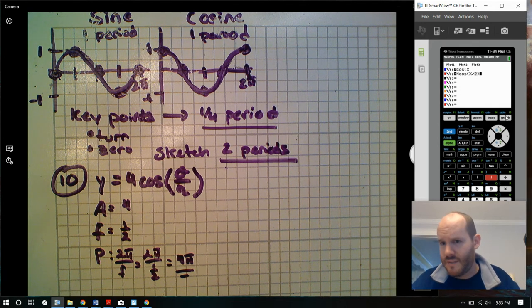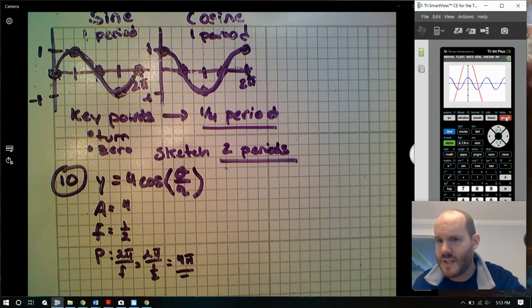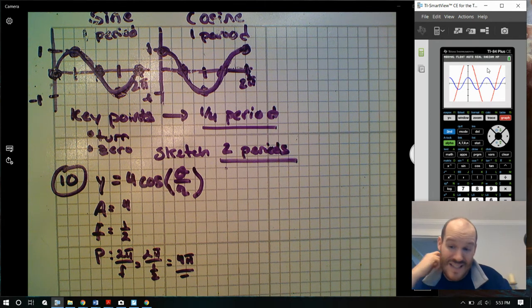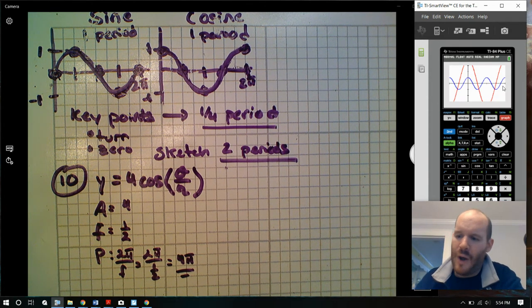I'm going to click graph on the calculator just to see if that meets my expectations. It definitely is much taller, and if you notice, by the time the original cosine graph completes one cycle, the 4 cosine of 1/2 x is only halfway through its period. So it's taking twice as long to complete a period. I have to get all the way to 4 pi before it's done. So what happens when we graph that?